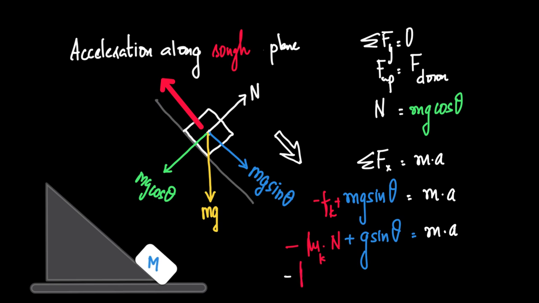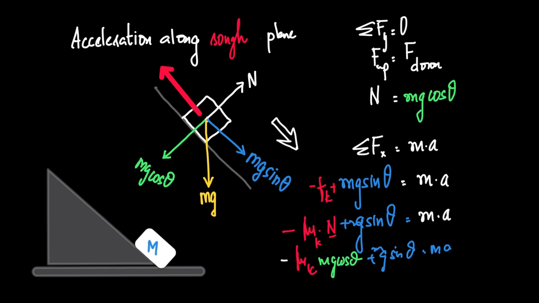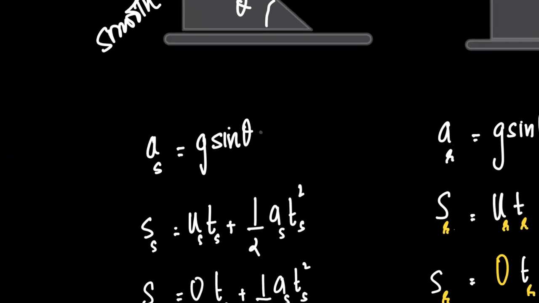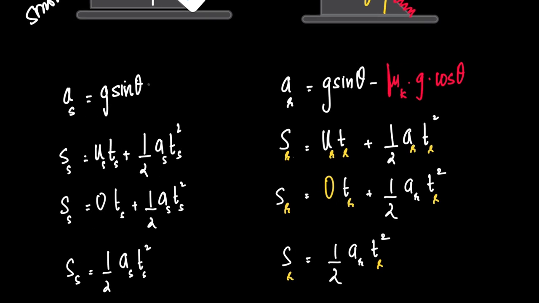What is N? N is mg cos theta. So we have minus mu k into mg cos theta plus mg sin theta is equal to ma, and therefore what would be a from here? a would be minus mu k g cos theta plus g sin theta. Okay, you can watch this one more time and things will become more clearer to you. That's the basic part of the solution.